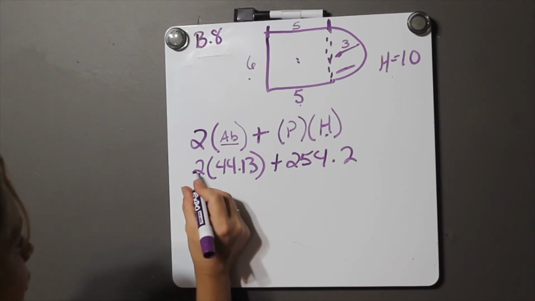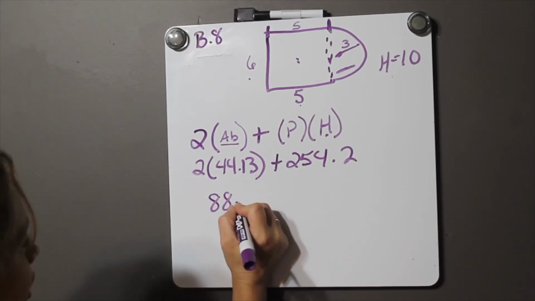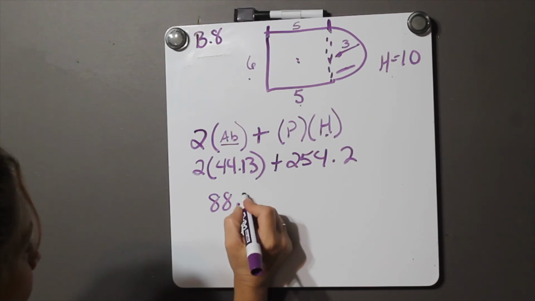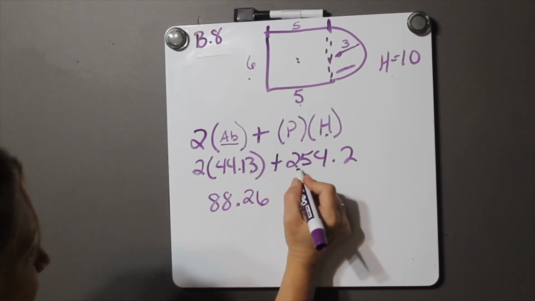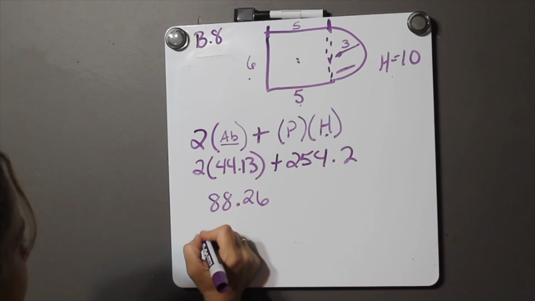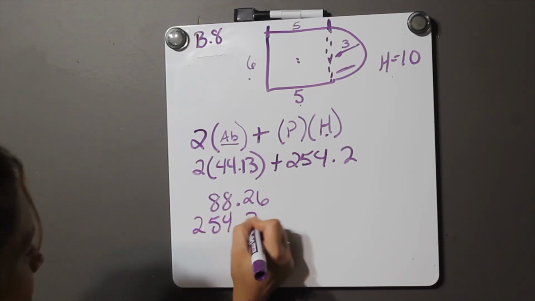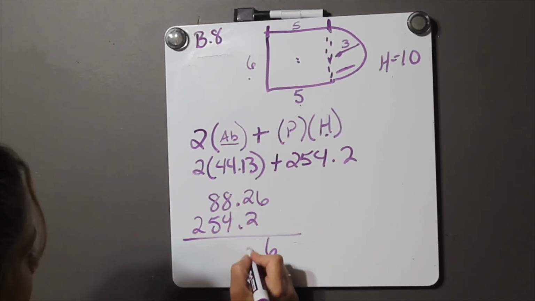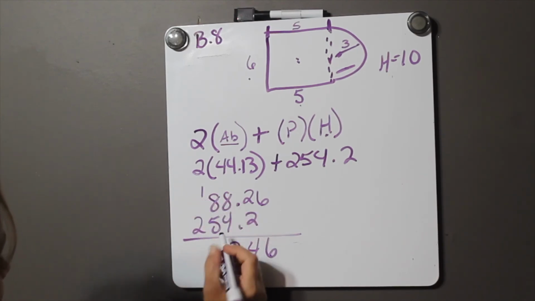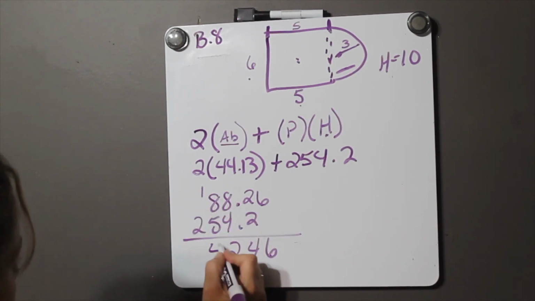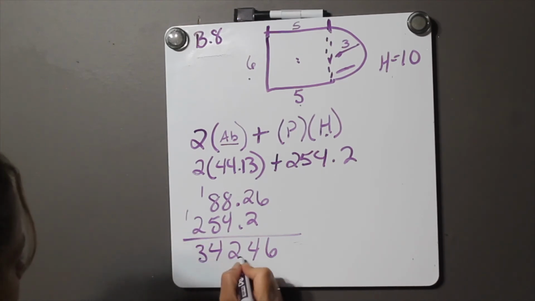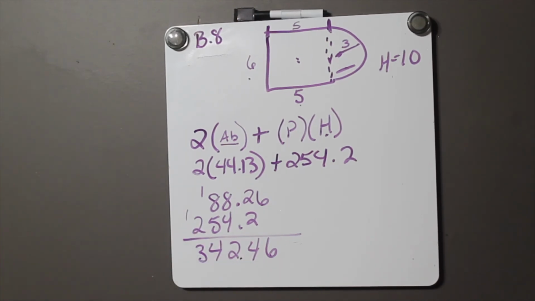Now if we multiply this times 2, we're going to have 88.26. And then we have to add that to our 254.2. Eight, 5, 13, 14. And we get 342.46. Make sure I did that right. Hang on. 342.46. Alright.